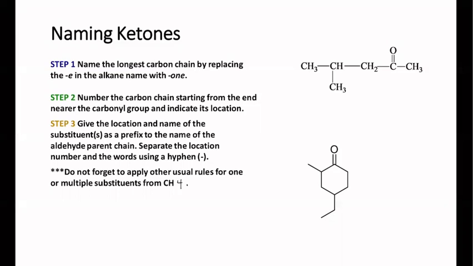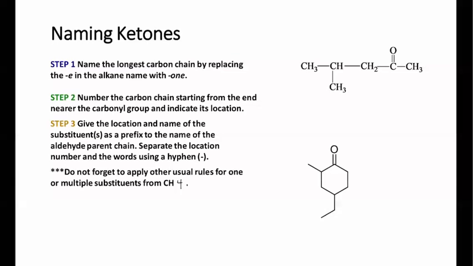Or when you see a name, you can be like, oh, it ends in -one, that it has to be a ketone, or it ends in -al, that must be an aldehyde, or if it ends in -ol, that's an alcohol. So as you can see, the name kind of tells you the identity of the molecule that we're discovering.